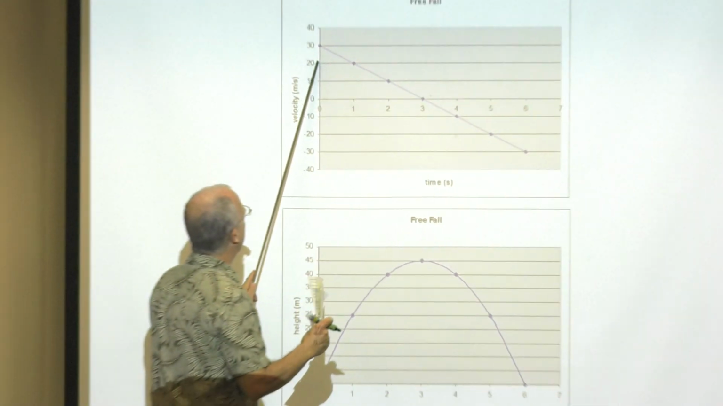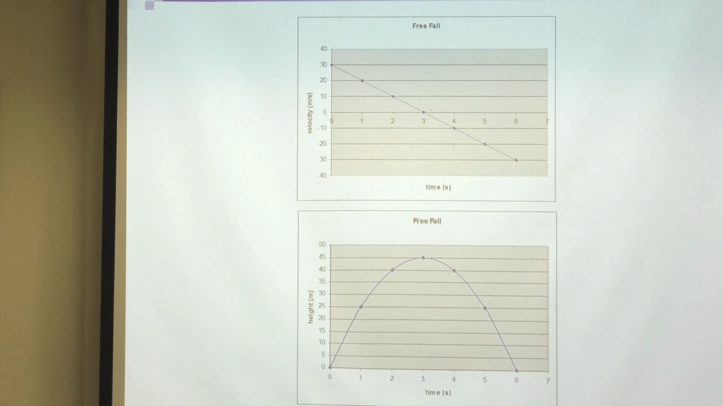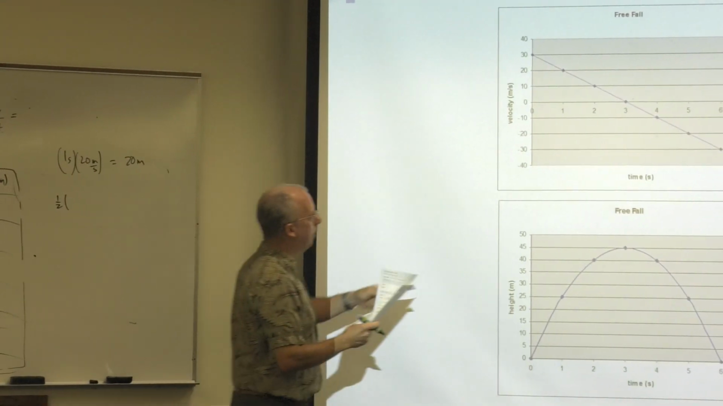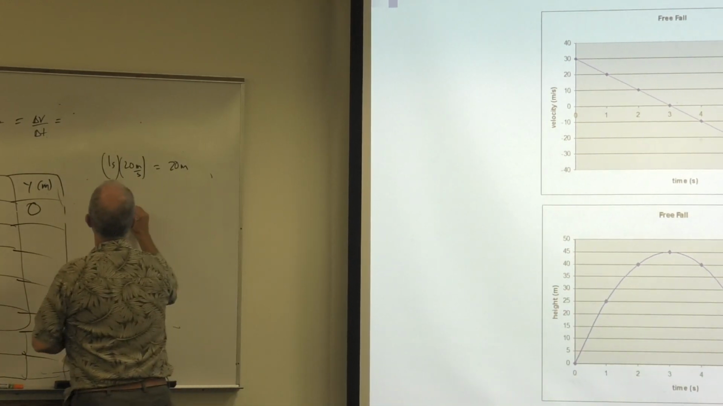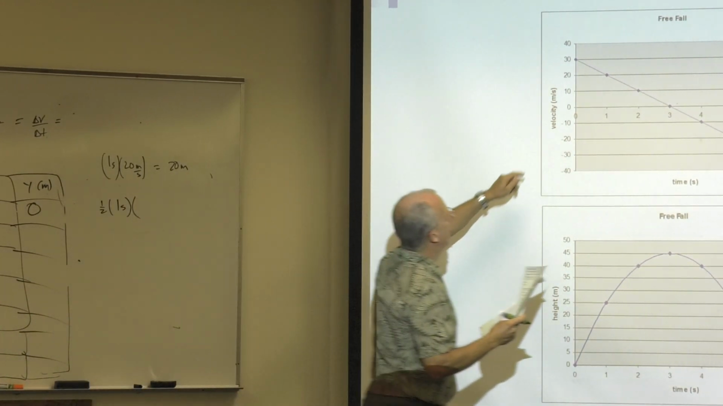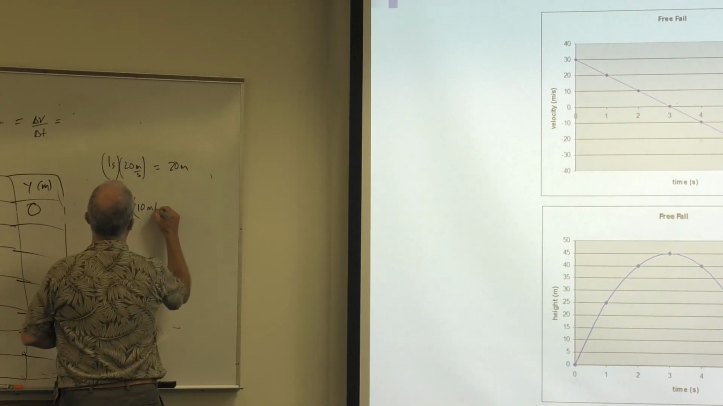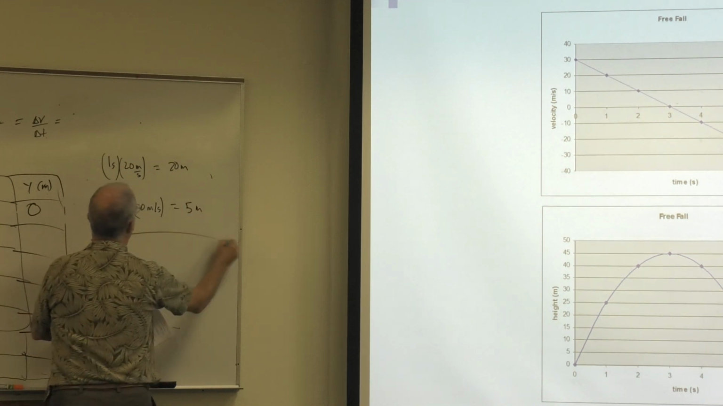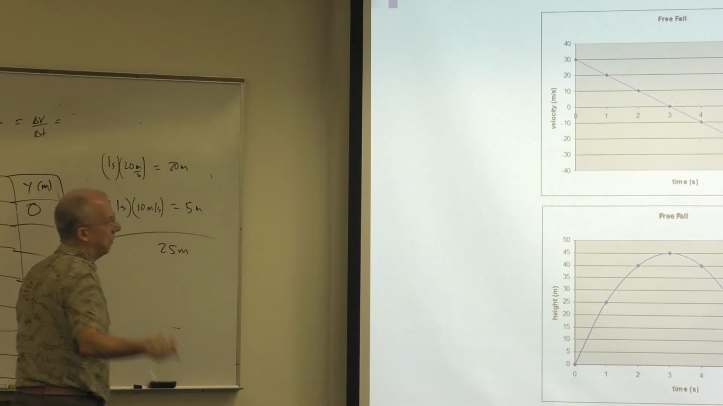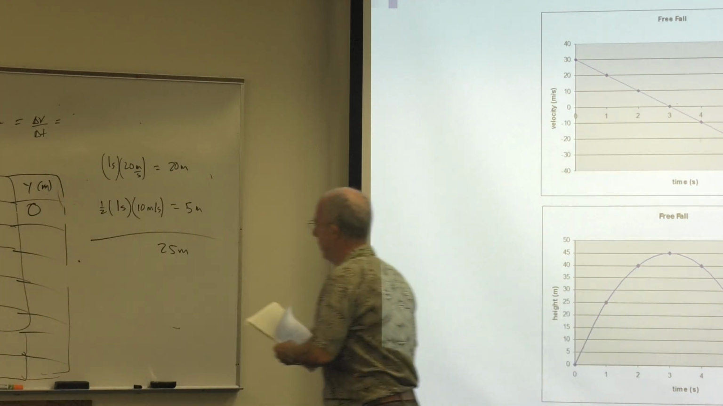But then we also have this little triangle, right? The area of that triangle is 1/2 base times height. So 1/2, the base is a second, and the height is 10 meters per second. So that's 5 meters. So you add them, you get 25 meters. Okay, let's do the easy one. So that's 25.